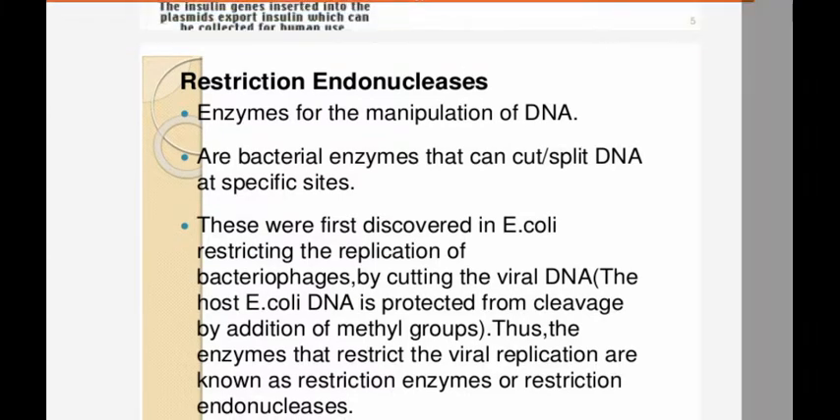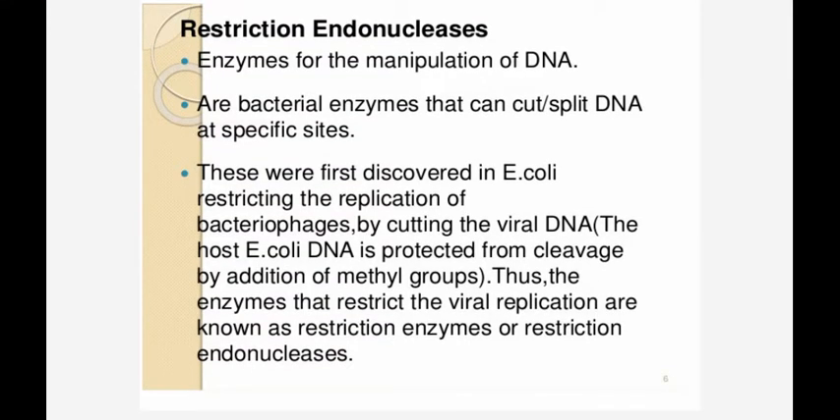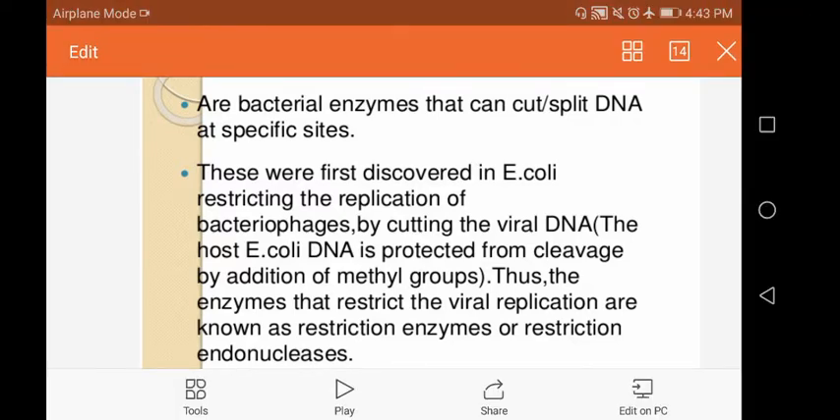Okay, what are restriction endonucleases? Enzymes for manipulation of DNA. These are bacterial enzymes that can cut or split DNA at specific sites. These were first discovered in E. coli, restricting the replication of bacteriophages by cutting the viral DNA. The host E. coli DNA is protected from cleavage by addition of a methyl group. Thus, the enzymes that restrict the viral replication are known as restriction enzymes or restriction endonucleases.